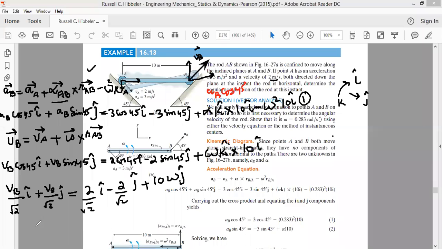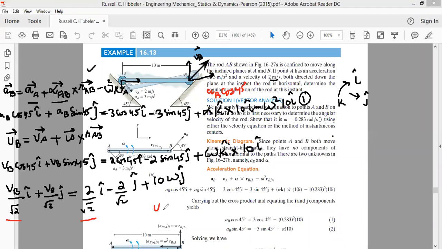Now we balance the i and j components on the right and left hand side. First we balance these i components. So we have this i component and this is the i component. The rest of the components are j components.